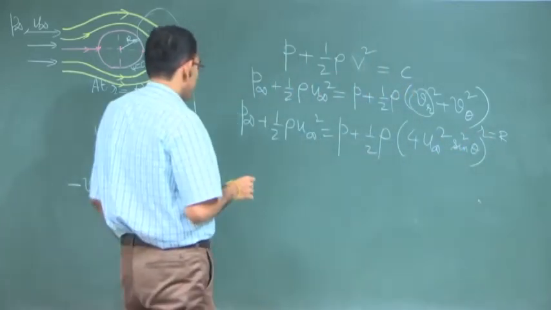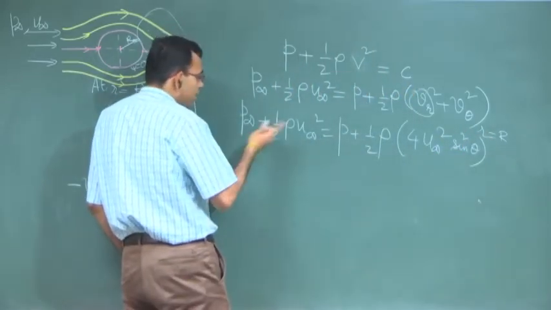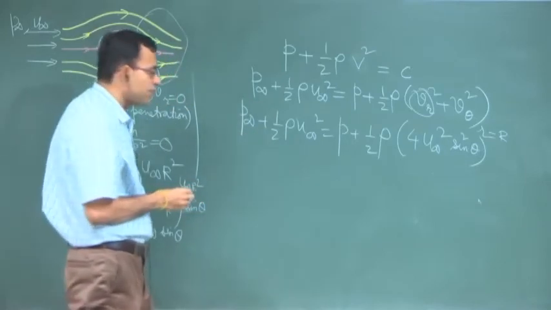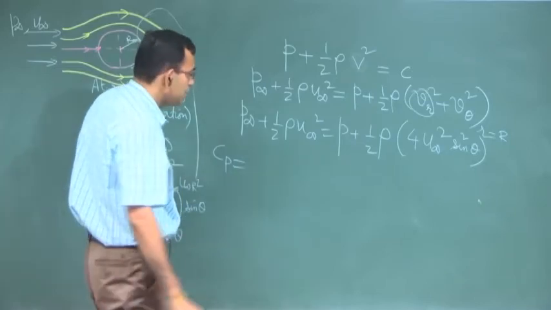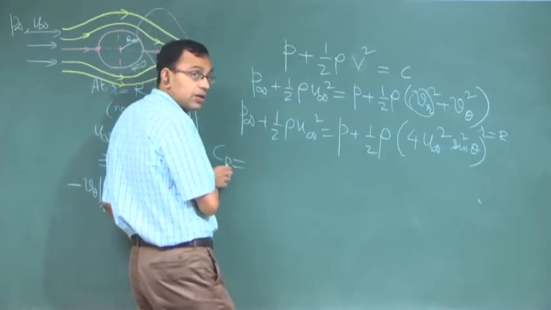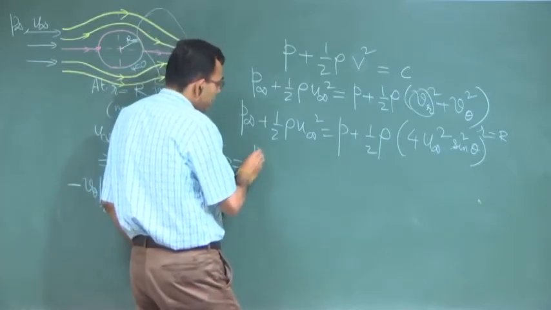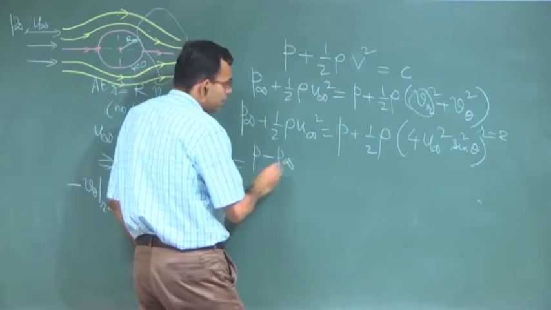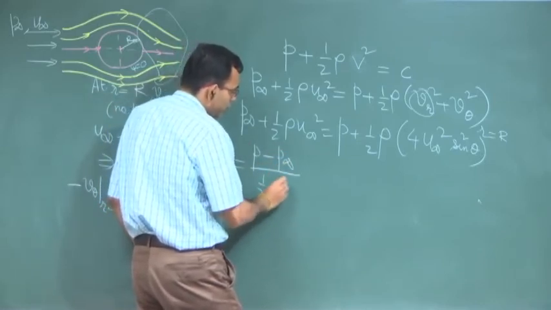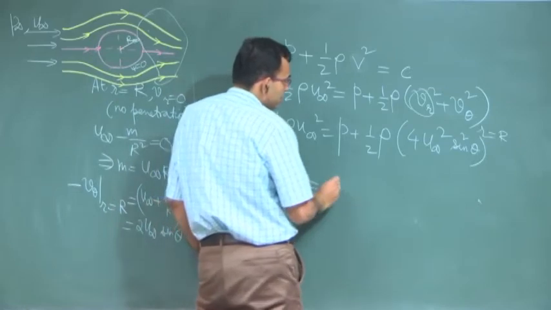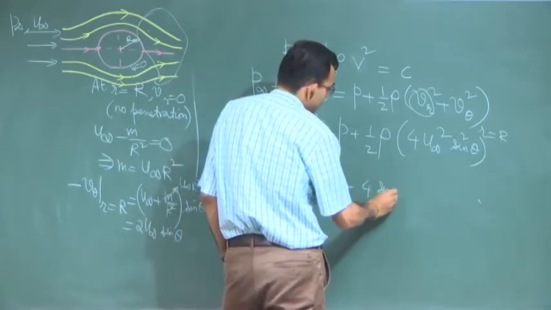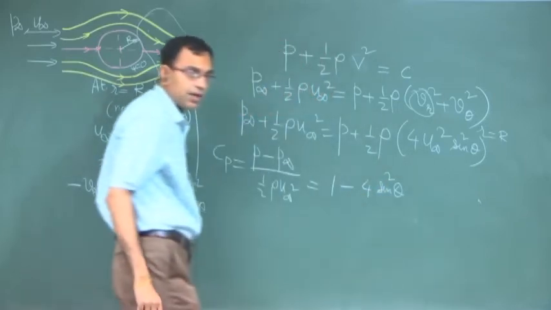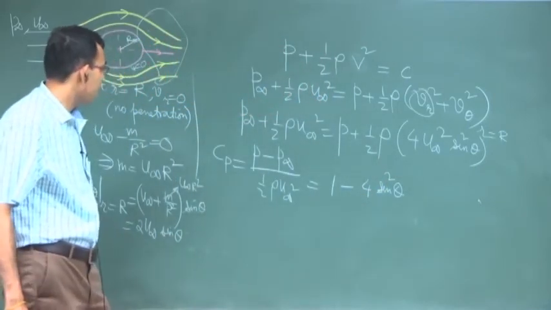In fluid mechanics, a non-dimensional pressure is defined, called the coefficient of pressure, Cp, which is equal to P minus P infinity divided by half rho u infinity square. So this is 1 minus 4 sin square theta as per the potential flow theory.